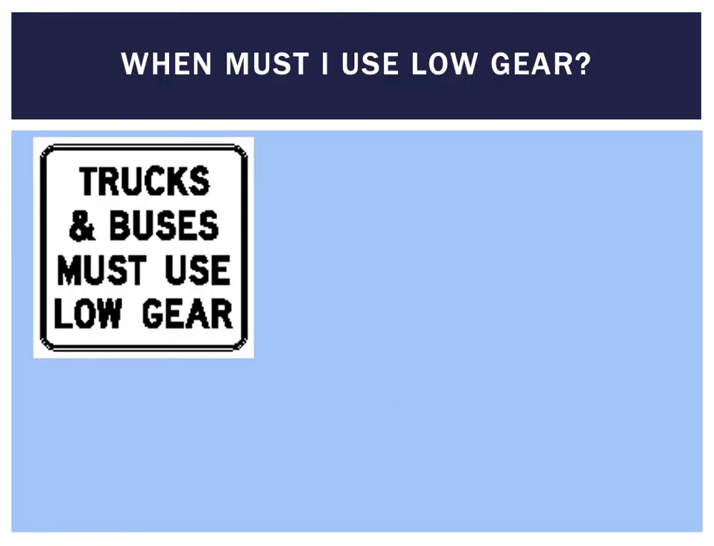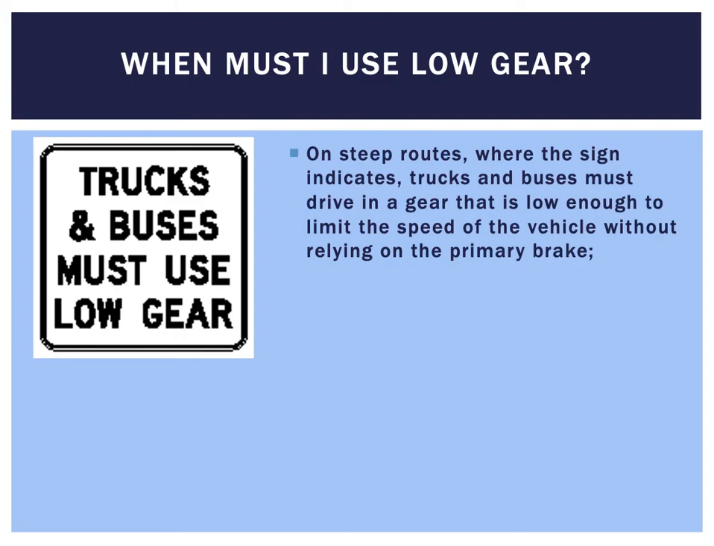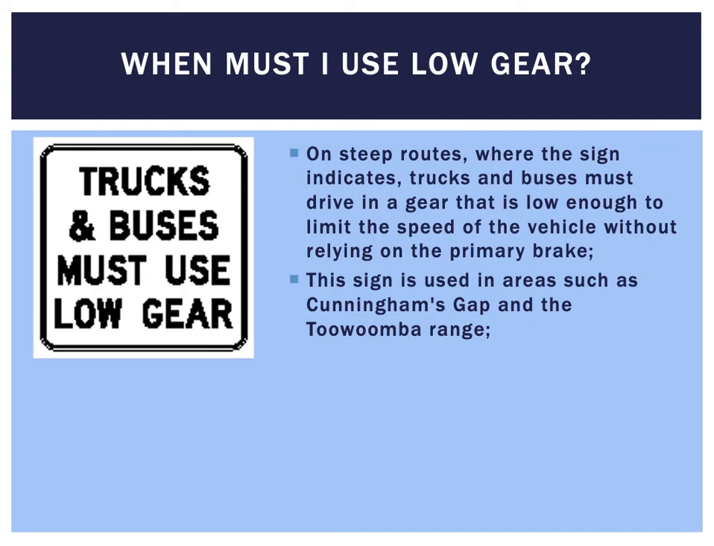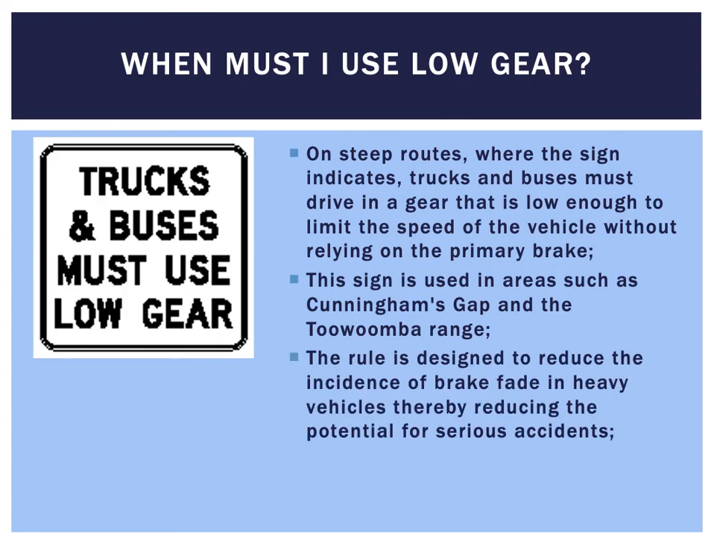When must I use low gear? On steep routes where the sign indicates, trucks and buses must drive in a gear that is low enough to limit the speed of the vehicle without relying on the primary brake. This sign is used in areas such as Cunningham's Gap and the Toowoomba Range. The rule is designed to reduce the incidence of brake fade in heavy vehicles, thereby reducing the potential for serious accidents.